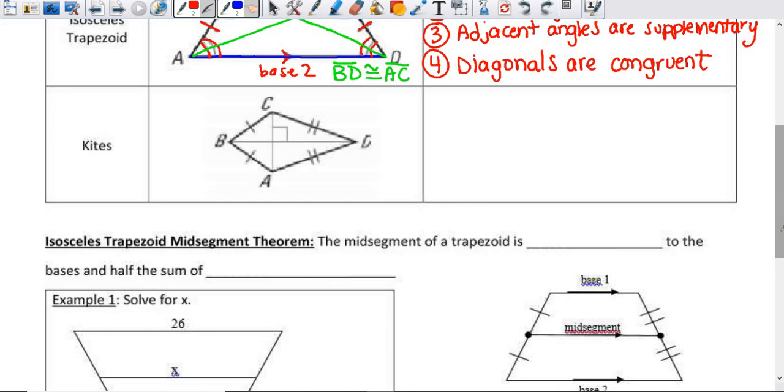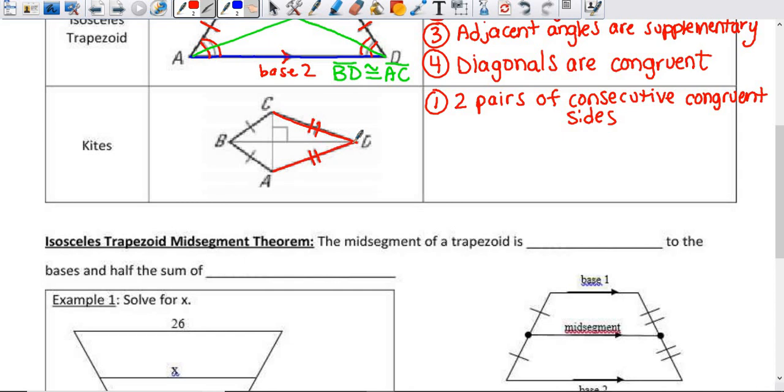Kites are really weird, and they have 3 properties that go with them. So the first would be that you have 2 pairs of consecutive, so that means next to each other, congruent sides. Okay? So what that means is these two that are right next to each other are congruent, and then right here and right here that are next to each other are congruent. So with a kite, it is not opposite sides congruent, it's the ones next to each other.